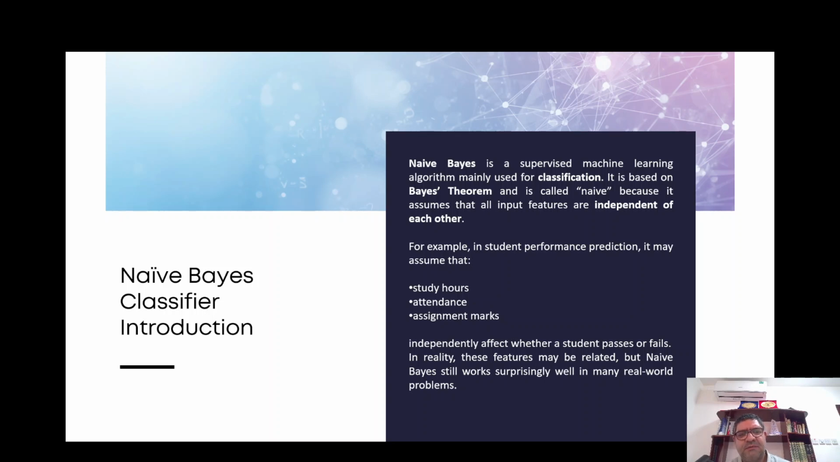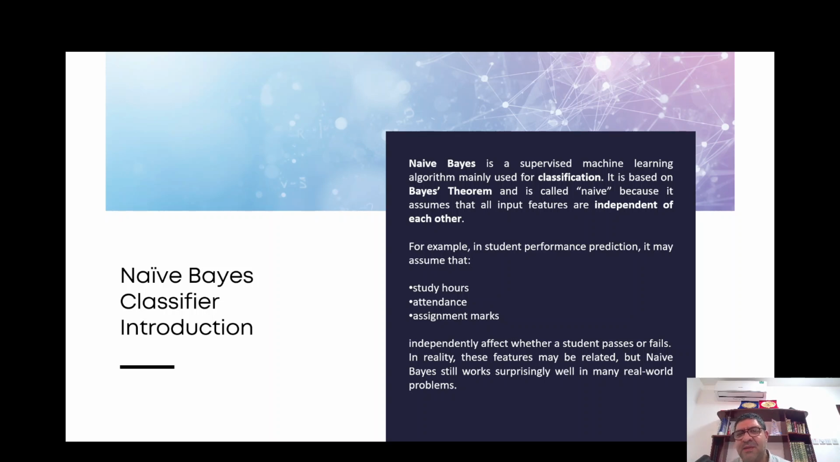naive Bayes classifier. Naive Bayes is a supervised machine learning algorithm, mainly used for classification. It is based on Bayes' theorem, which we are going to open up to some extent. And why is this called naive? Because it assumes that all the input features are independent of each other.